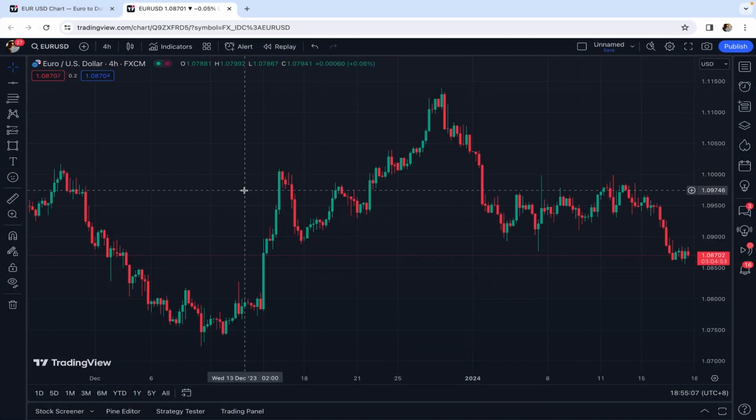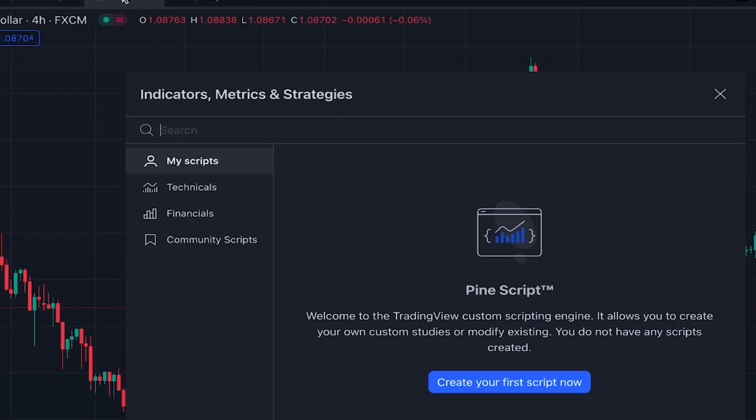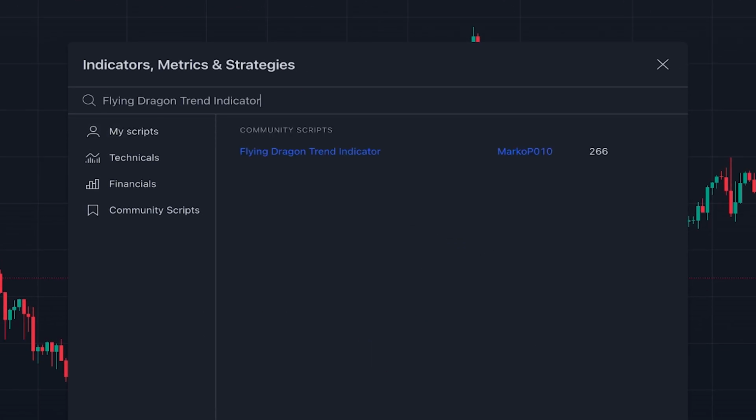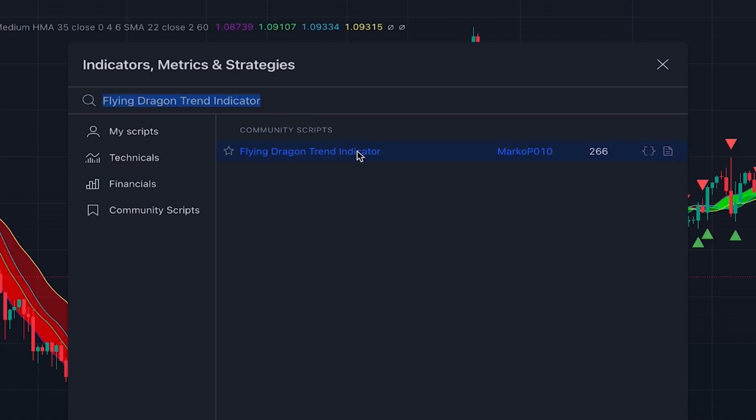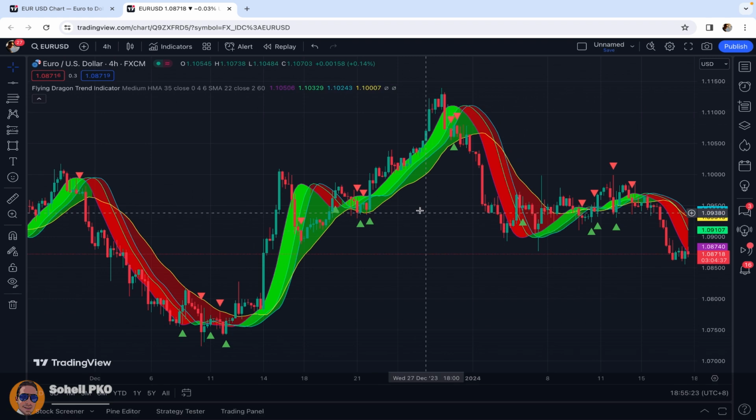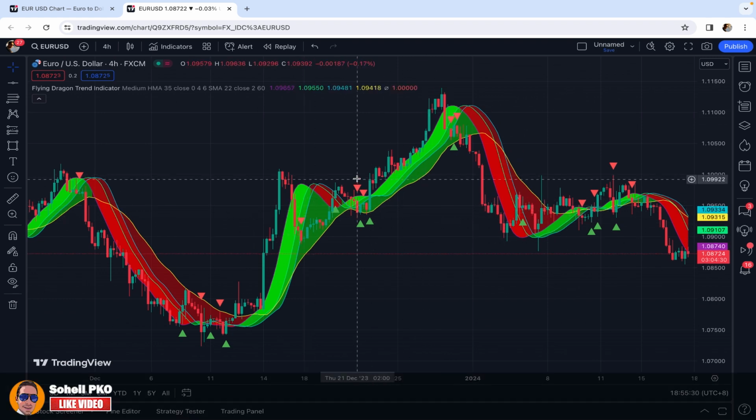Alright, to add this amazing indicator to our chart, here we click on indicators and we search Flying Dragon Trend Indicator, this one, which is written by someone named Marco P010. Alright, this is the indicator, and as you can see it is overlaid on the price chart. We have a ribbon which changes color between green and red, and also we have some buy sell signals in the form of these triangles that you can see.